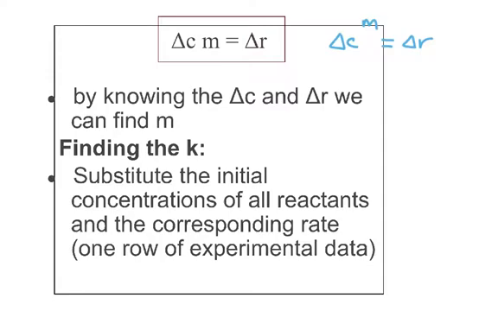Once we've solved for our exponents, the second thing we'll be solving for is k. So all we have to do here, it's pretty simple. We're going to substitute one row of data from our table that we're going to see in a moment. It'll have everything we need except for k, so we'll solve for k that way.